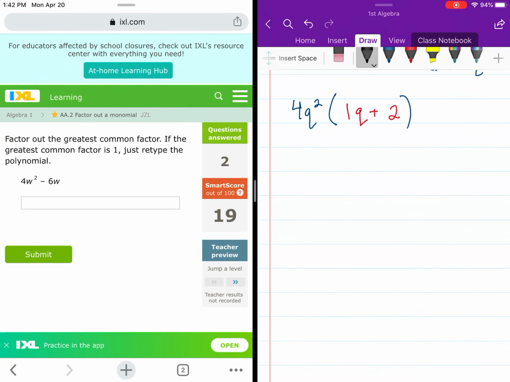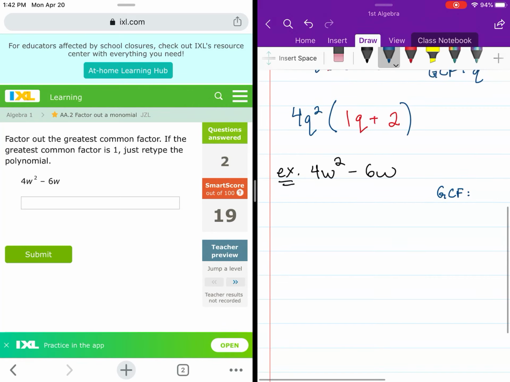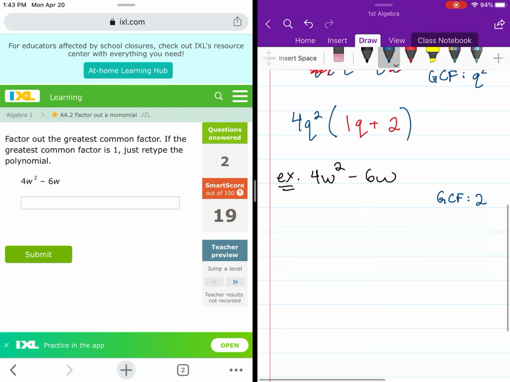So this one we have, if at any point you need to pause the video, make sure you pause it so you can write down the notes, look at the steps more closely, or see what I did in each of the steps. So then here I have 4w squared minus 6w. My greatest common factor for the numbers is, can I divide both of them by 4? This one I can't, because the 6 doesn't divide by 4 evenly. So for this one, I would have to use a 2. You just have to check what works for all of them.